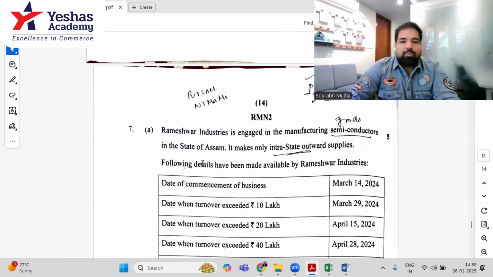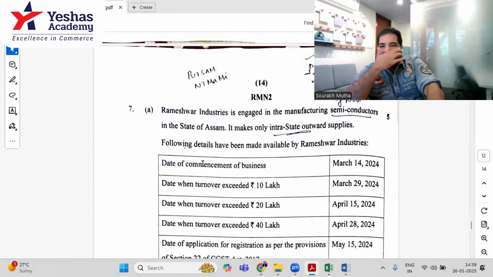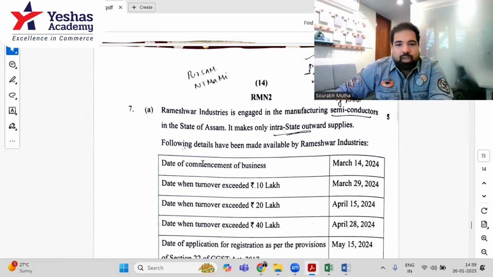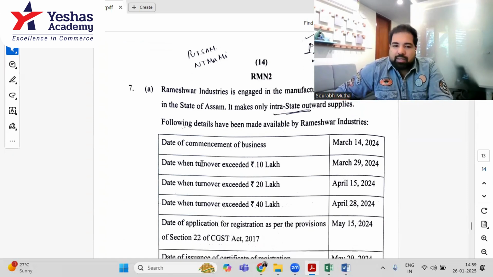Next, question number 7. Very interesting. Let's see what this is. There is a company called Rameshwar Industries, which makes some semiconductors in the state of Assam. It only makes intrastate supplies basically, within the state of Assam, and the following details are as under.